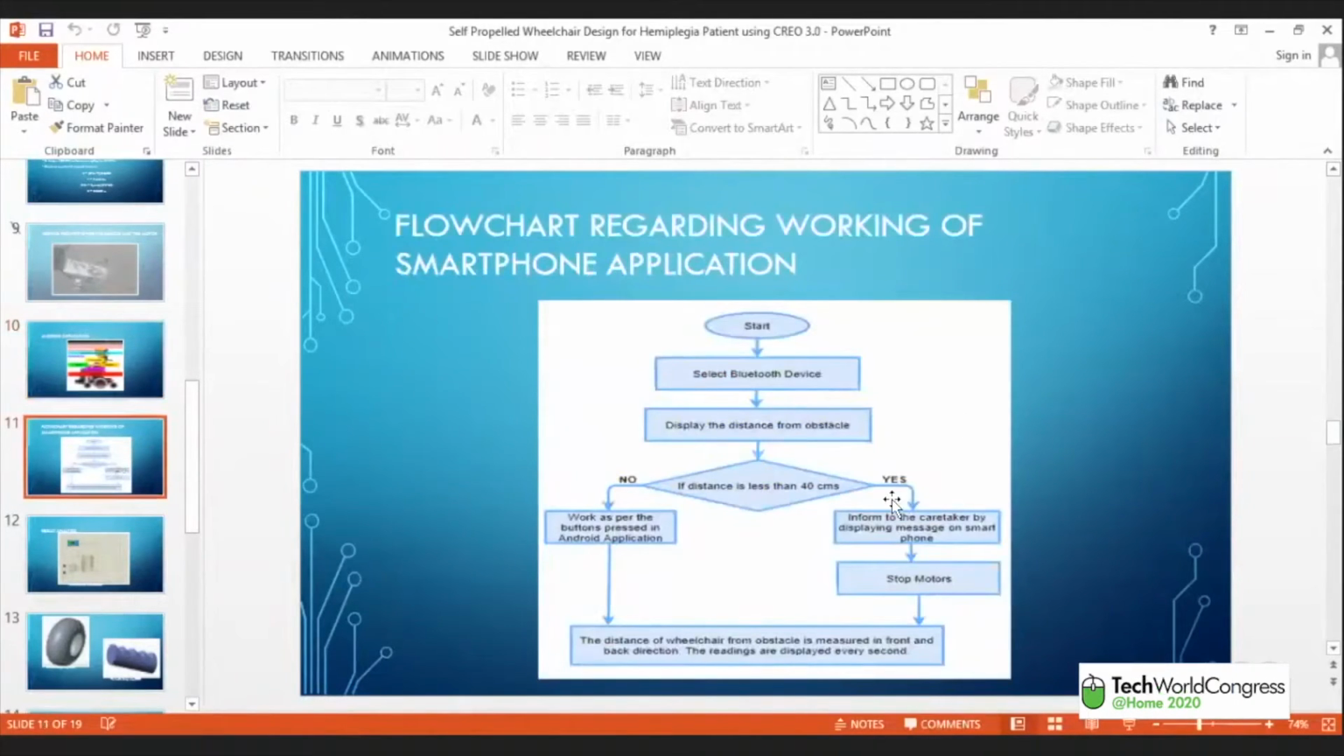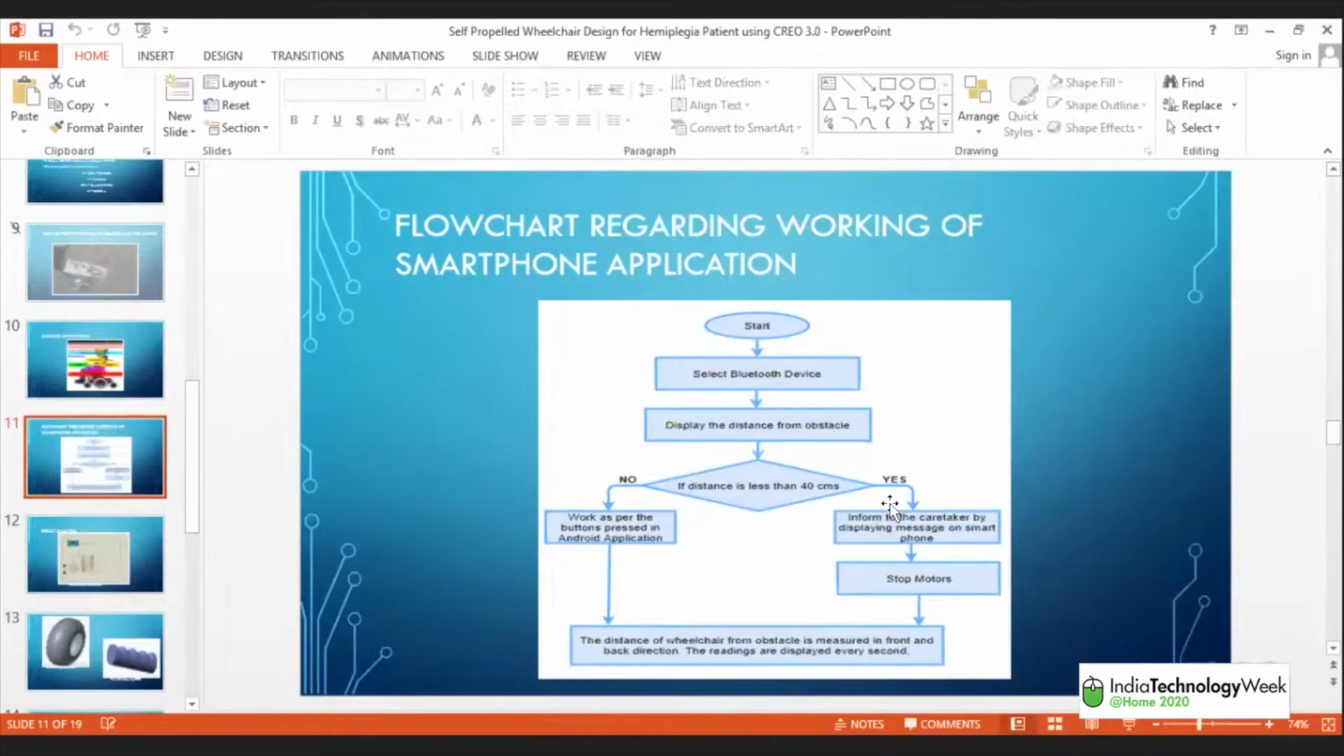The flow chart regarding the working of the smartphone application. The flowchart basically gives you an idea as to how these devices are connected one after the other, right? The sequencing. So select Bluetooth device, display the distance from obstacle, and we had taken a distance of 40 centimeters as our reference. As I said, you can take any value. It may vary, and it is absolutely fine. It will hopefully be adjustable in the programming.